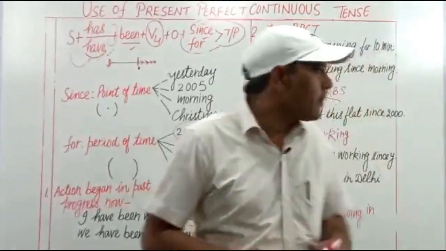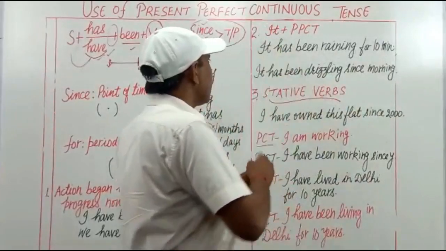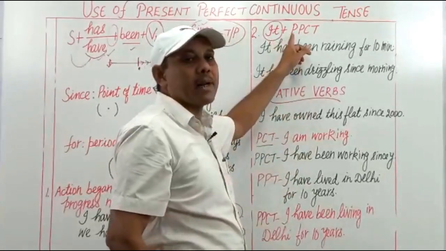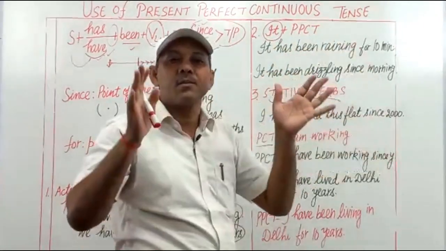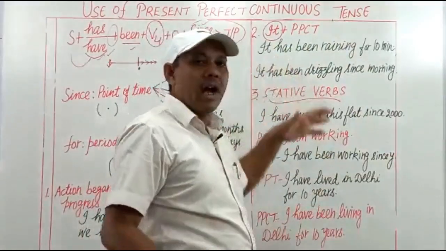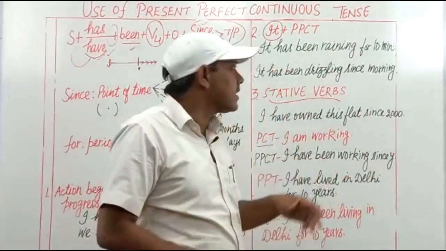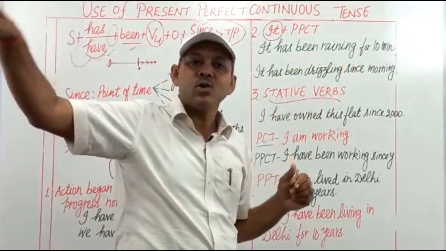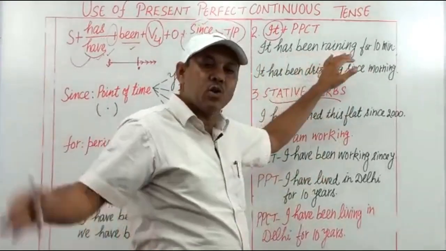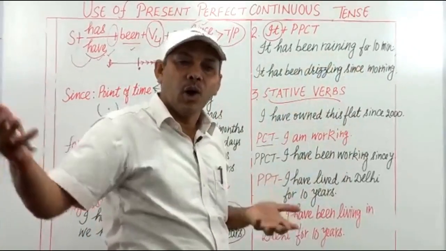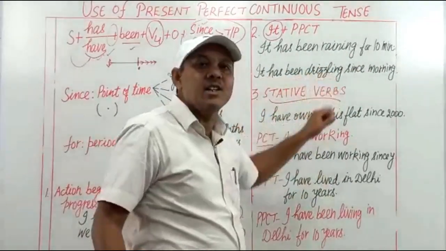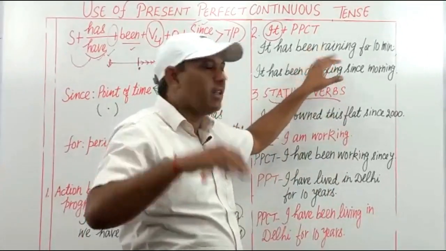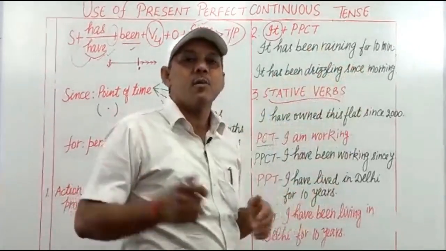Next use is, some sentences begin with it. We use it plus present perfect continuous tense in some structures. For example, आजकल बारिश का मौसम है. At present, it has been raining for 10 minutes. मुझे आवाज सुनाई दे रही है, and it has been raining outside for 10 minutes. Or it has been drizzling since morning. Drizzling, बूंदाबांदी, धीमी बारिश. It has been drizzling since morning.